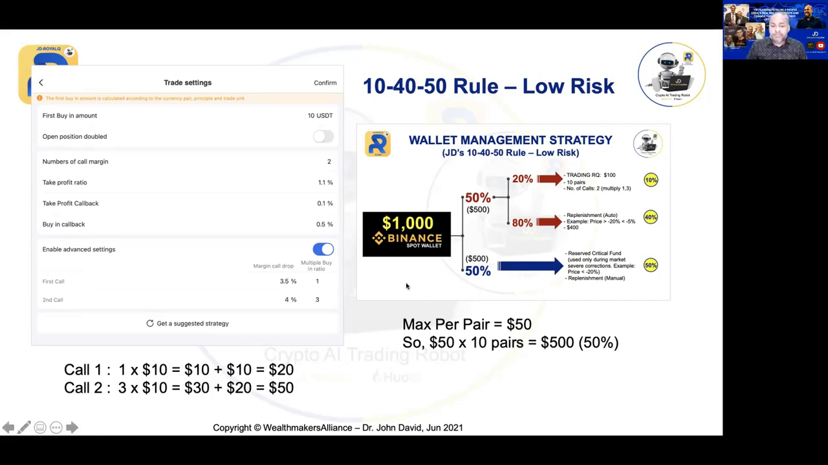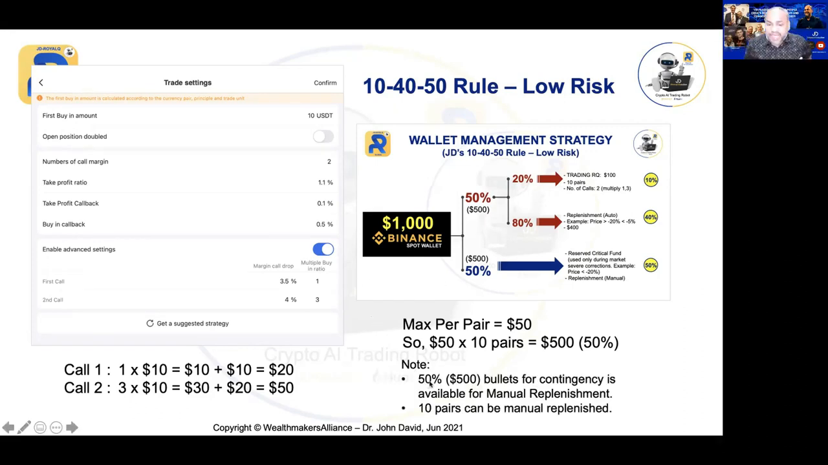Now note, the other 50%, which is $500 bullet for contingency, is available for manual replenishment. Can you see that? So when my first $500 has already been used, I still have another $500 here for my manual ambush. This is my manual replenishment for my contingency. With the $500, I can do manual replenishment for 10 pairs. But normally, I don't do 10 pairs at once. I will take one by one. I deal with 1 or 2 pairs, and that pair is profit.